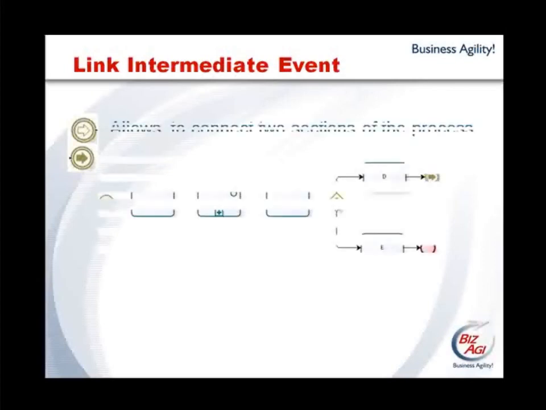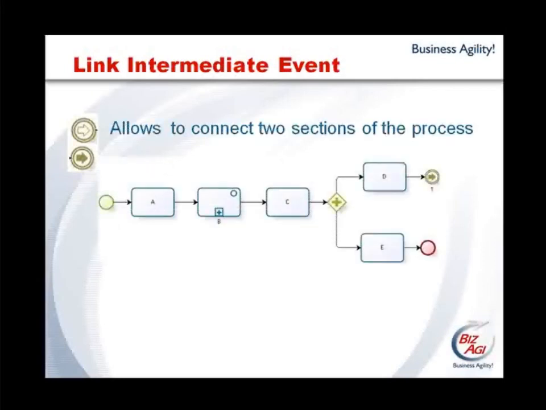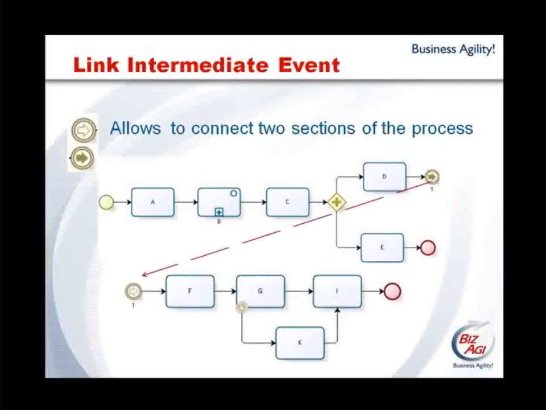The link intermediate event is a type of event that allows you to connect two sections of the process. That is, acting as a connector between pages of the same process.